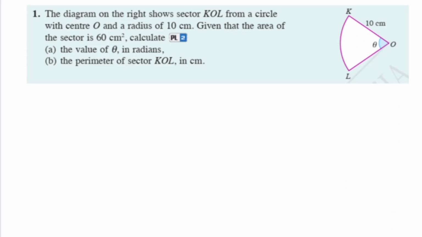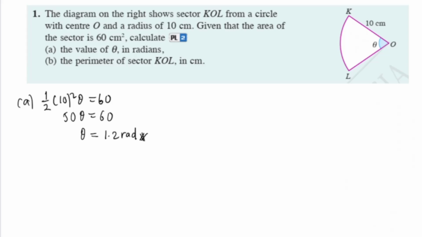From the beginning of the chapter, we learned that the area of a sector is given by half r squared theta. This area is 60, and the radius is 10, so I'm going to write half times 10 squared times theta equals 60. Use your calculator: 10 squared is 100, divided by 2 is 50. You can just divide directly. So theta is just 60 over 50, which is 1.2 radian.